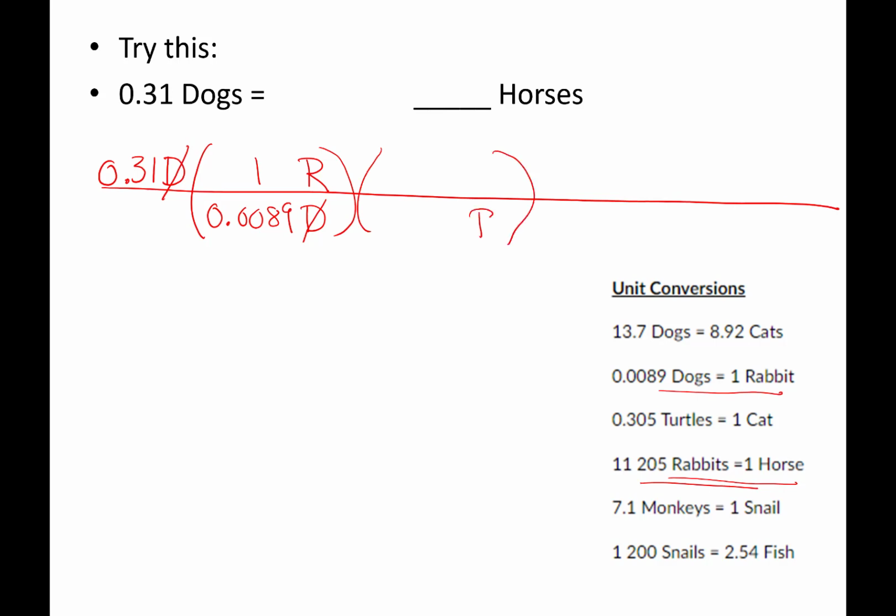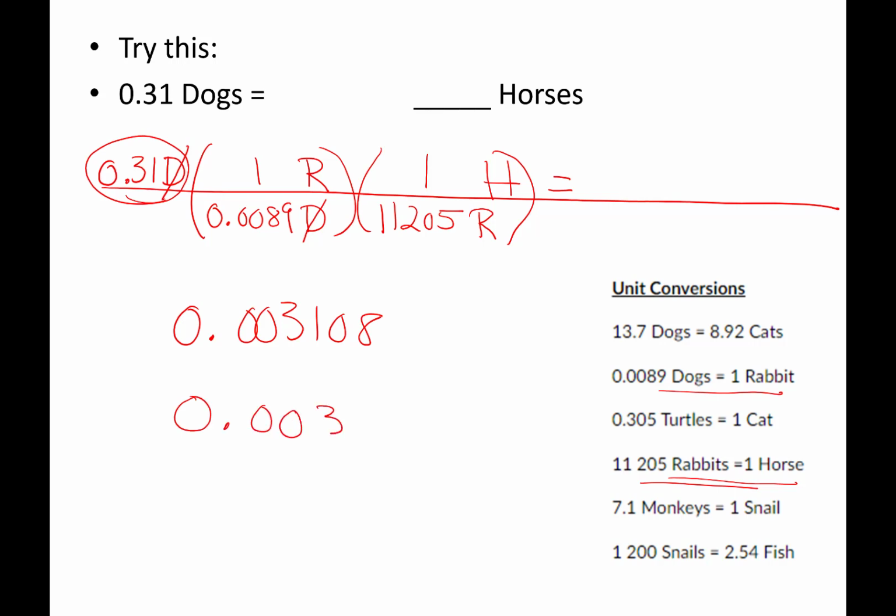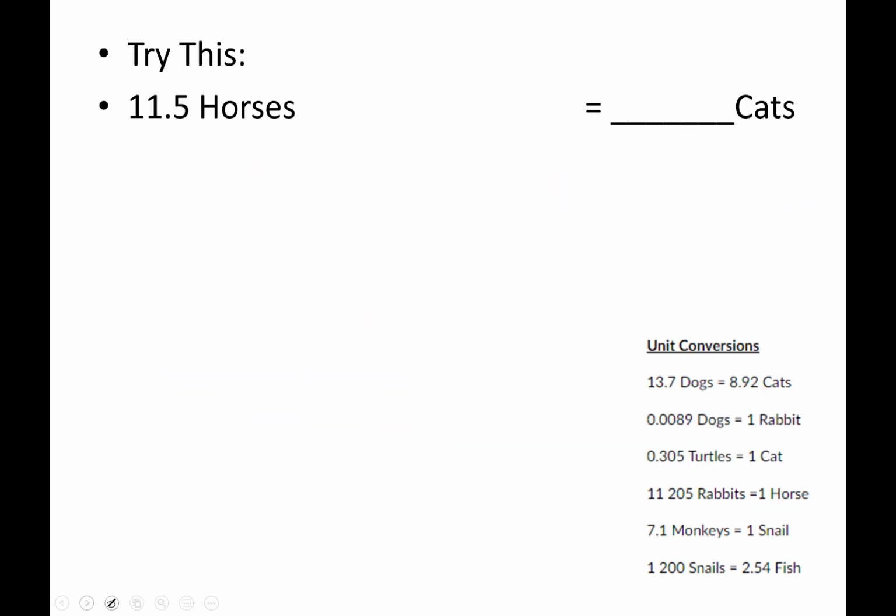It's on top, so I've got to put it on the bottom to get rid of it. And horses, I want to keep horses on top. One horse is equivalent to 11,205 rabbits. When I do the math, I ended up with 0.003108. I started out with 2 digits here, round this off to 2 digits, 0.0031 horses. The fact that we only appeared to move the decimal a few times was just accidental magic and was not Mary's intent at all. All right, let's try one more, and then we'll do it together.